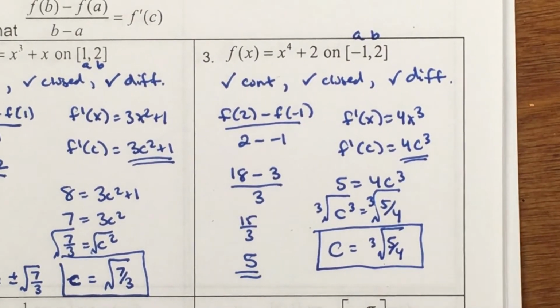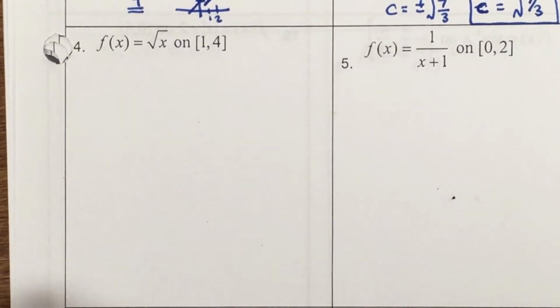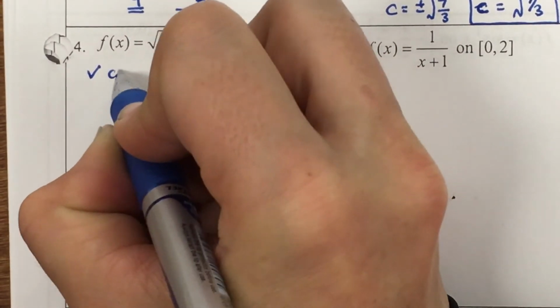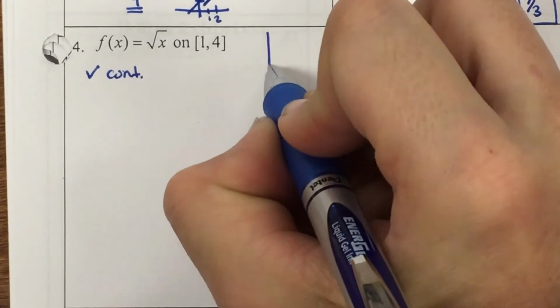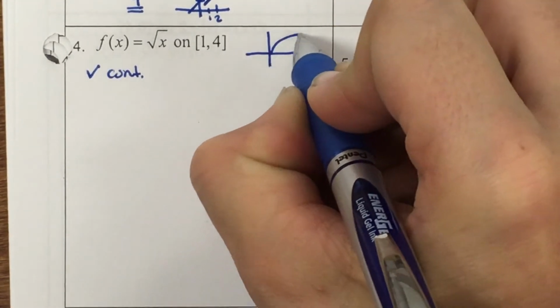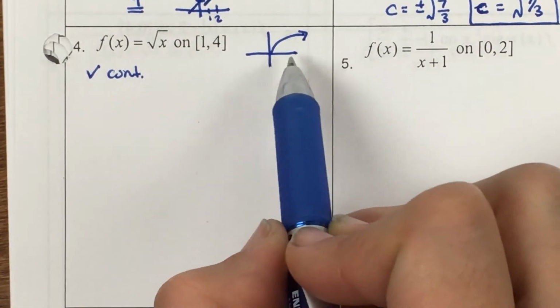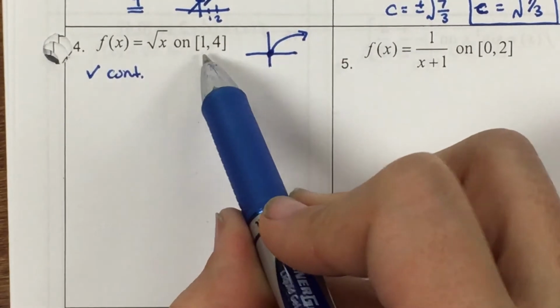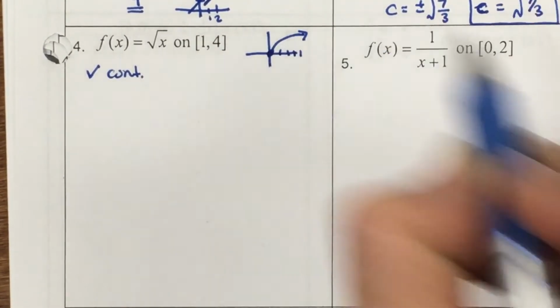Let's move on to number 4. All right, check that it is continuous. Okay, let's talk about this for a second here. This is a square root function. So a square root function looks something like that. So this function is not continuous on the interval negative infinity to infinity, since it starts right here at the origin. However, on the interval from 1 to 4, it is a continuous function.